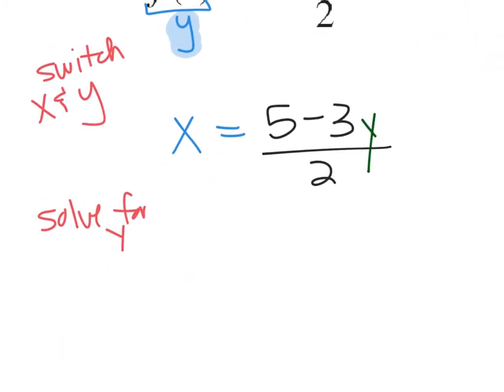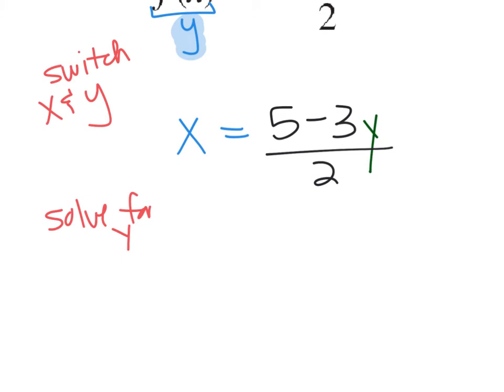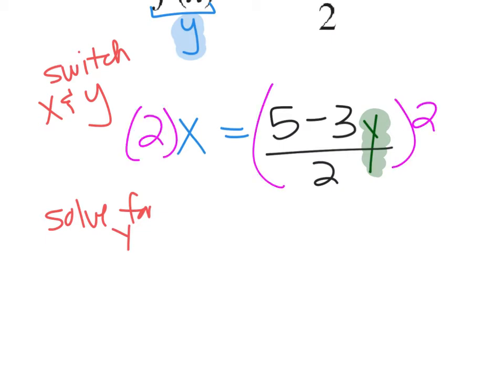So if we solve for y, we want to get y by itself, right? We focus in right here. We have the 2 in the denominator. And we know that to get rid of a denominator, you just multiply both sides, or multiply every term, times that denominator. So we're going to multiply this side times 2 and this side times 2. So the 2's here will cancel. That'll leave us with 2x on the left equals 5 minus 3y.